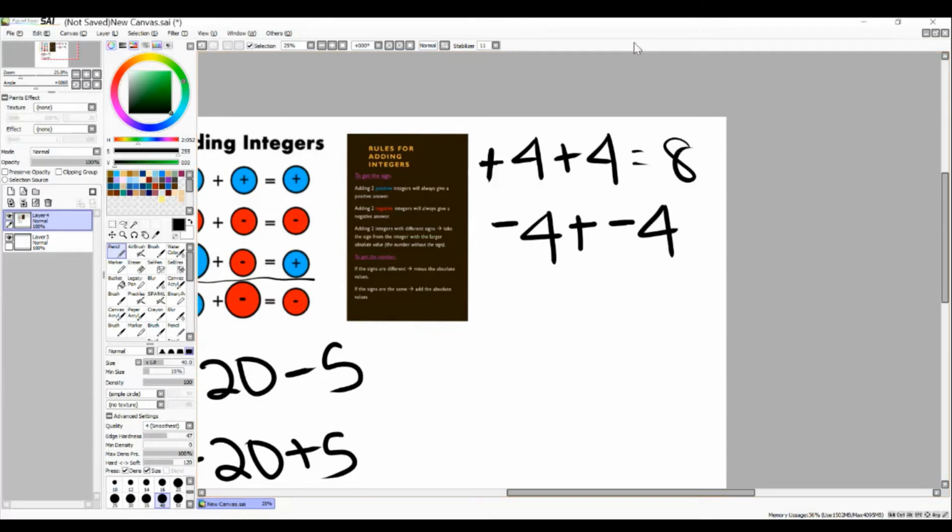So a positive integer, you're either going to see the positive sign, which you probably won't in most cases, or you won't see a sign at all. But that doesn't make it any less positive because the sign isn't there.